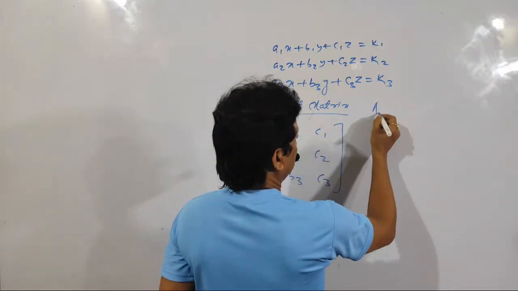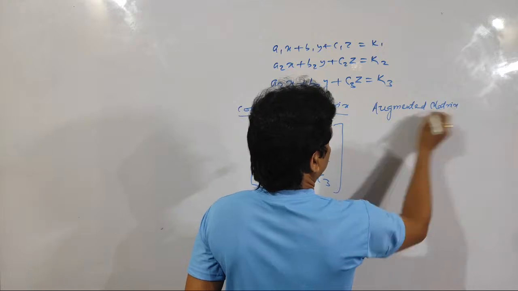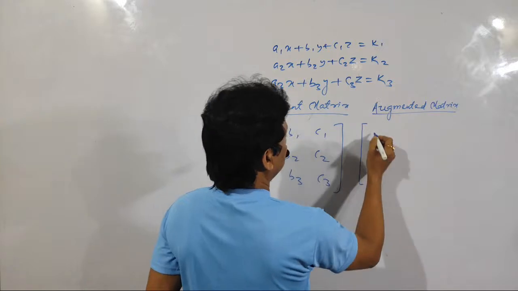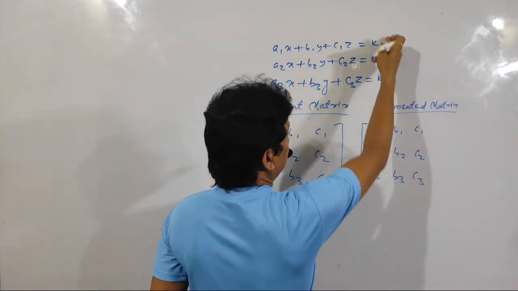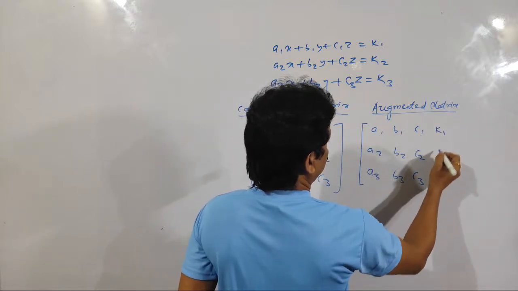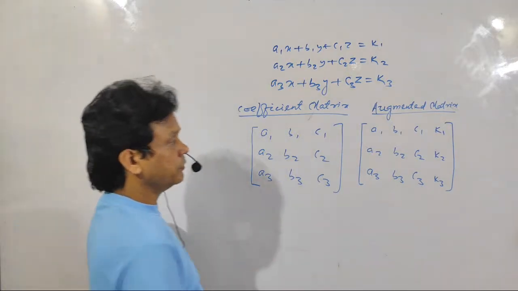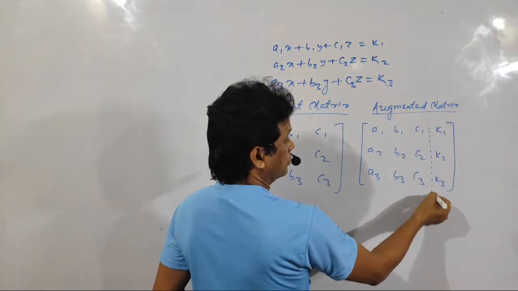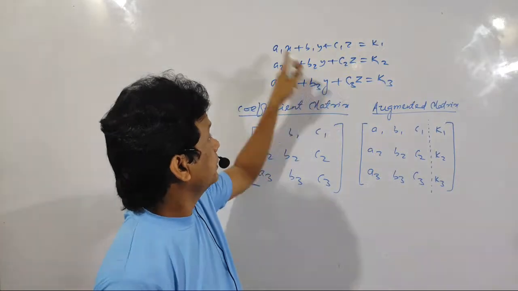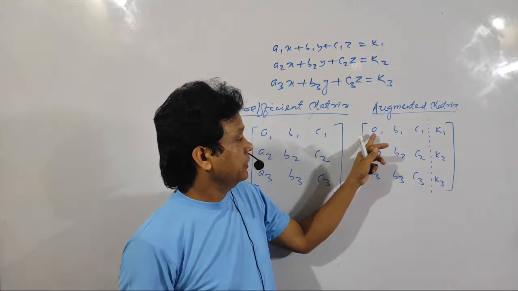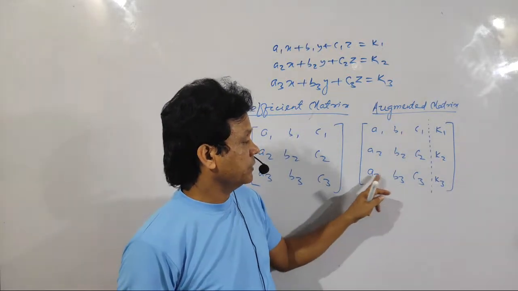And what is the augmented matrix? A-U-G-M-E-N-T-E-D, augmented matrix. Augmented matrix means simply write the coefficients first, a1, b1, c1, a2, b2, c2, a3, b3, c3. Then write the results in the last column of the coefficient matrix, k1, k2, k3. So this is called the augmented matrix. Clear? Some authors write a dotted line to indicate that this part is the coefficient matrix and the whole is the augmented matrix. That means this system of linear equations can be written in this form.